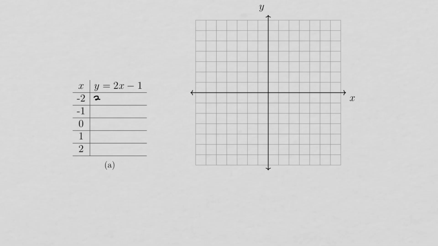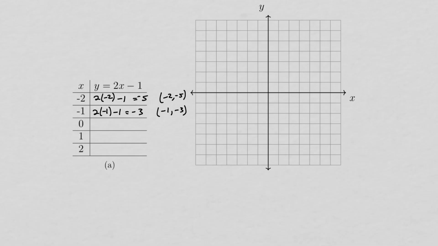Where I have an x, I'm going to plug in -2. And then if I work this out, 2 times -2 is -4, minus 1 is -5. So what does this tell me? It tells me that -2, comma, -5 lies on that graph. For the next one, I'm going to plug in -1. So 2 times -1 is -2, minus 1 is -3. So again, the point -1, -3 must lie on that graph.